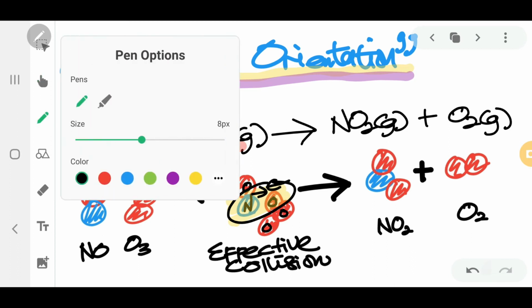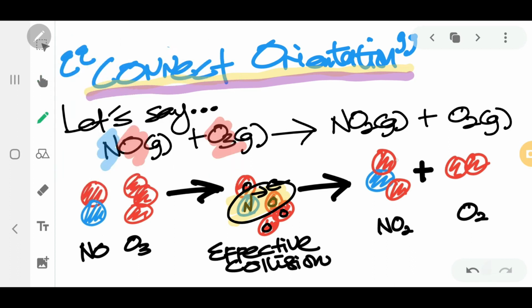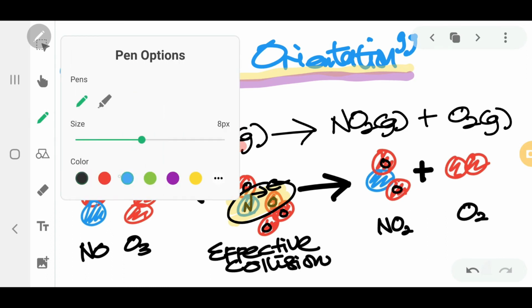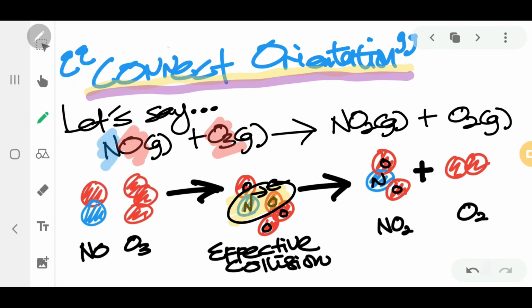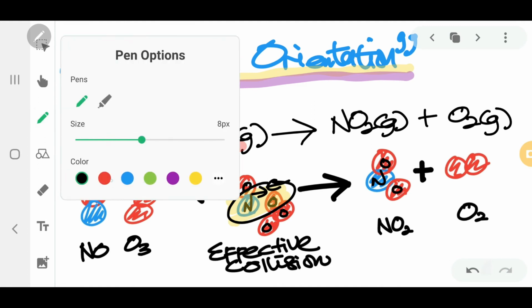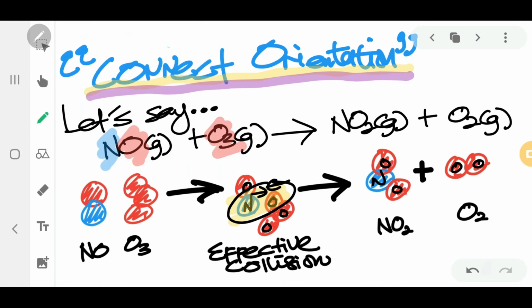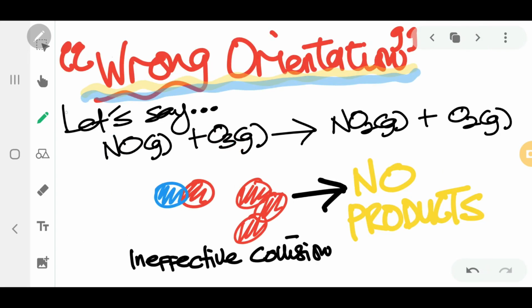So now you get the oxygen right there, and the nitrogen is still there, and you also get the O right there. Okay, so this is roughly how we visualize correct orientation. What does it mean by wrong orientation?